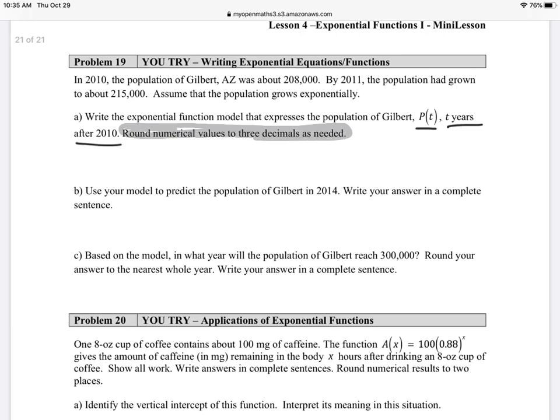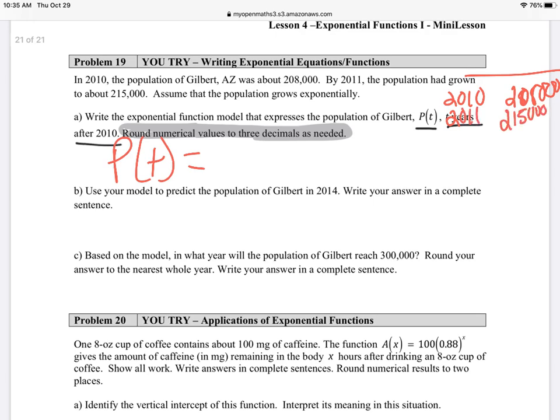So that's going to be important to know how to round. So again, when you go to write this exponential function, you should start out with your P of t equals, and then we're going to figure out our initial value. So the information that we know is that in 2010, the population was 208,000. And we know that in 2011, it was 215,000. And we know that t is representing years after 2010, which means if it is 2010, your t is going to be 0. If it's 2011, your t would be 1.